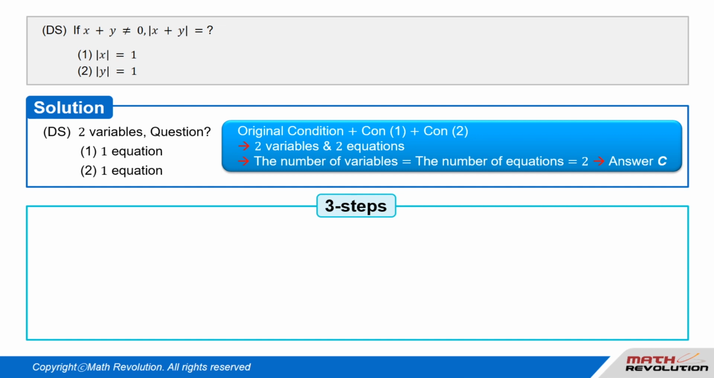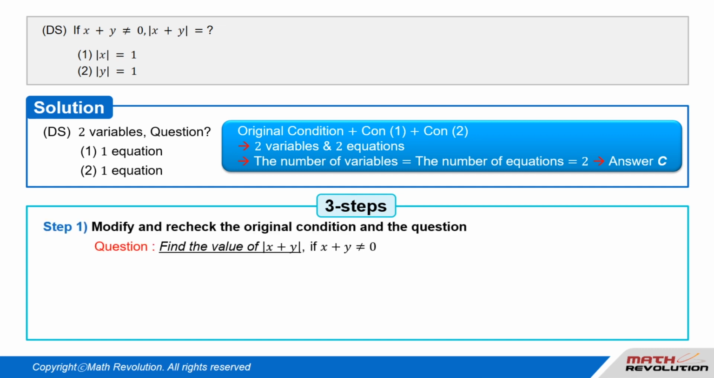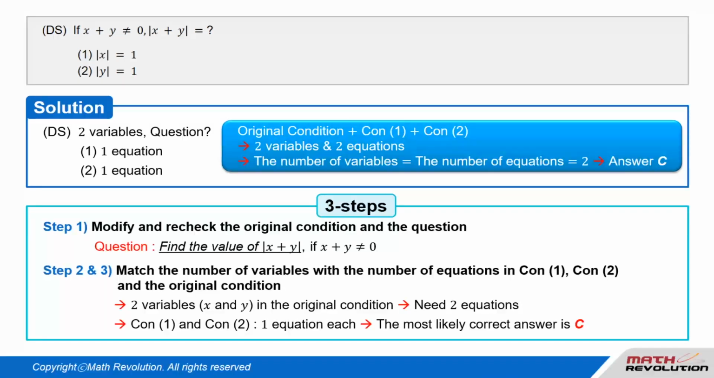Let's apply the three steps suggested previously. Follow the first step of the variable approach by modifying and rechecking the original condition and the question. We have to find the value of the absolute value of x plus y if x plus y is not equal to 0.